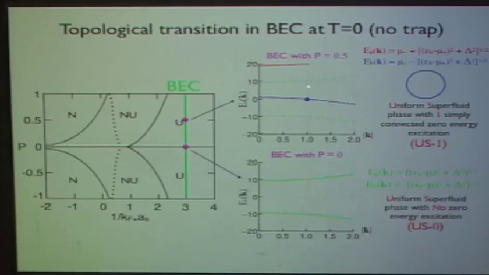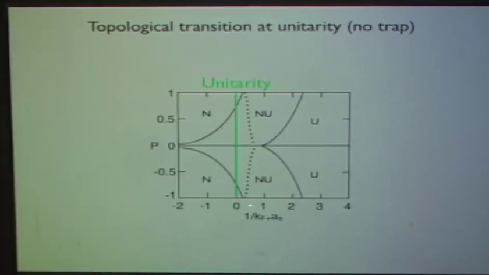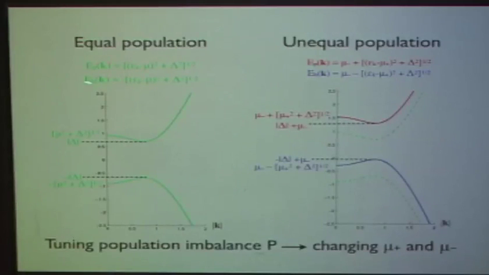So there's a topological phase transition between the US1 and US0 phases, because there is no symmetry breaking in the order parameter, but there is a change in the topological structure of the nodes. Now there's another example at unitarity. This is the quasi-particle and quasi-hole excitation spectrum in the equal population case. They are particle-hole symmetric. But by tuning the population balance, we can change the chemical potentials mu plus and minus, and by changing the chemical potential, we can shift the energy spectrum up and down. So it may be possible for fully gapped phases to become gapless phases by tuning the population imbalance.